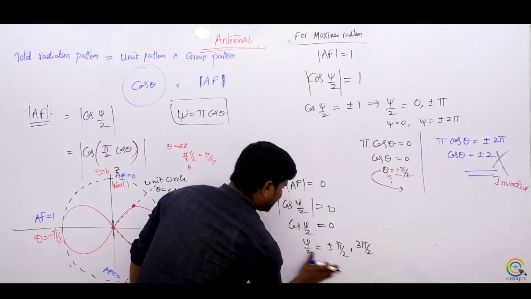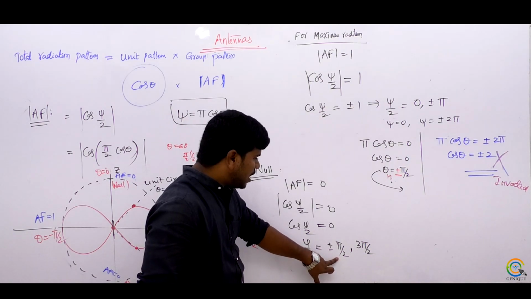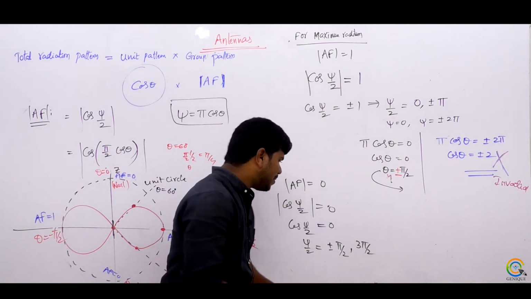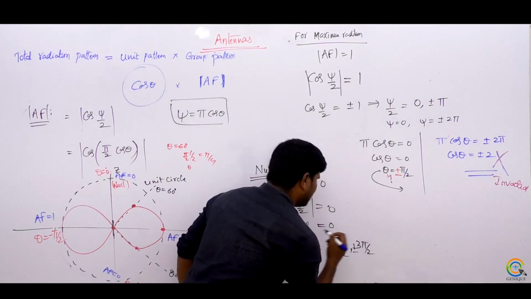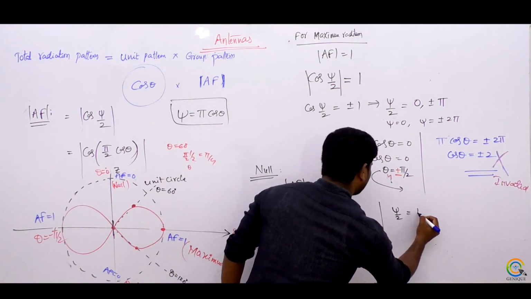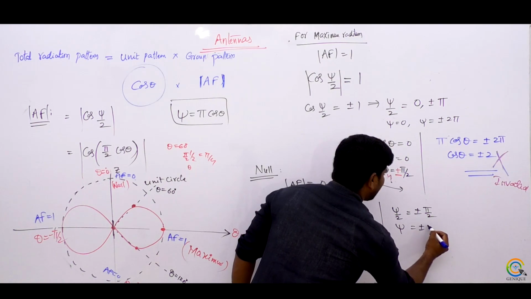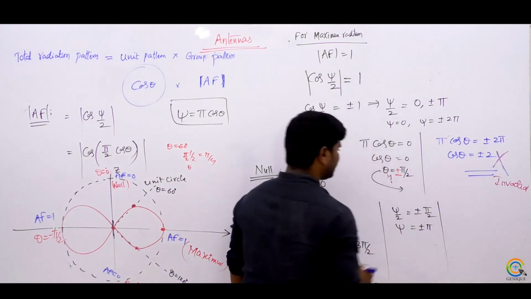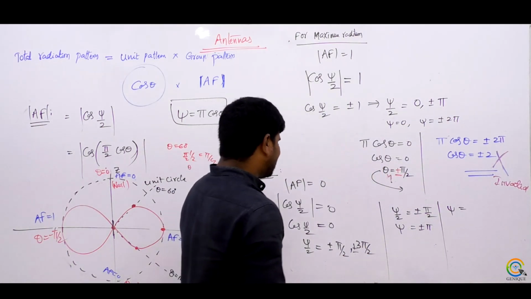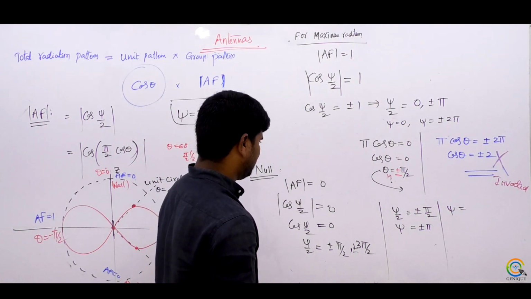See, observe this: cos psi by 2 is 0 for psi by 2 equal to plus or minus pi by 2, and there is one more condition, also plus or minus 3 pi by 2 or plus or minus 5 pi by 2, like that. So from this, if you take psi by 2 equal to plus or minus pi by 2, what happens? So psi is equal to plus or minus pi. This is one condition. If psi is equal to plus or minus 3 pi by 2.